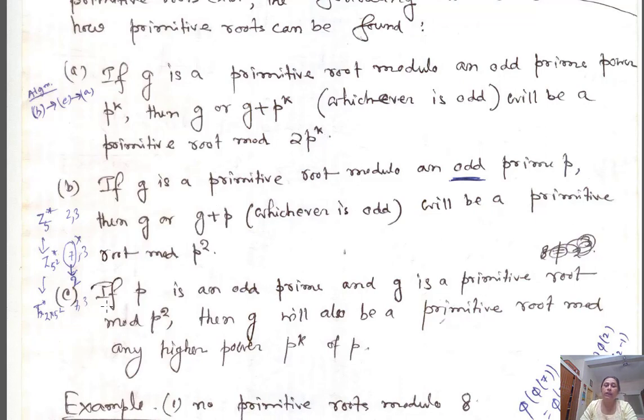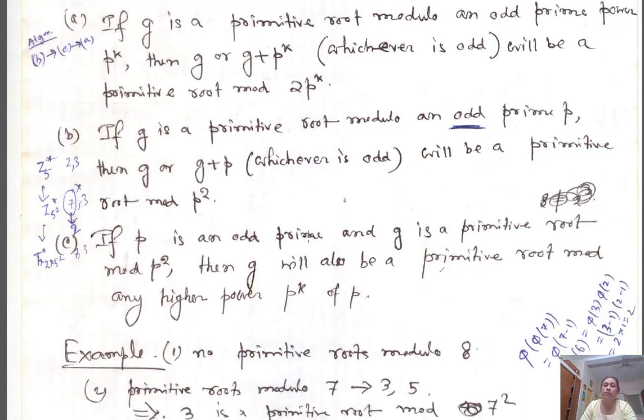And the last one is, if p is an odd prime and G is a primitive root modulo p square, then G is also a primitive root modulo any higher prime power. Sorry, if p is a prime and G is a primitive root modulo p square, then G is also a primitive root modulo any higher power.